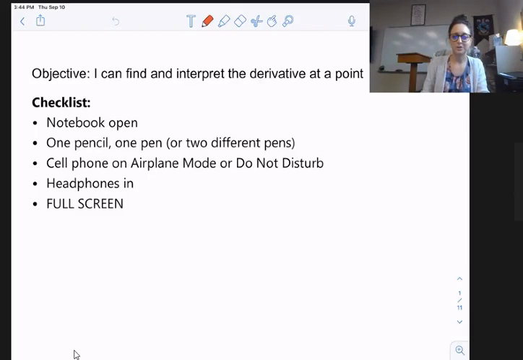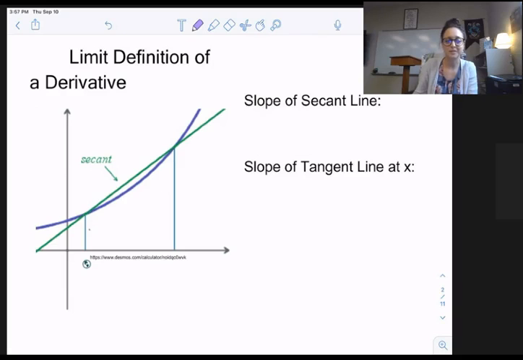I have the checklist, so make sure you've got everything ready to go. Make sure you're in full screen mode. I'll force a pause on your screen. All right, I'm going to force another pause on your screen. I'd like for you to copy what's on my screen, including the graph, please.